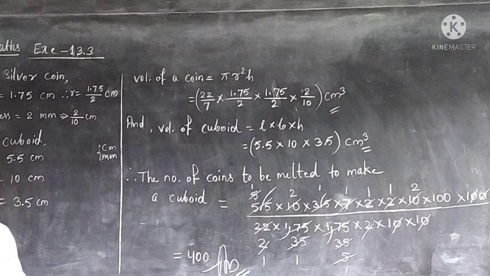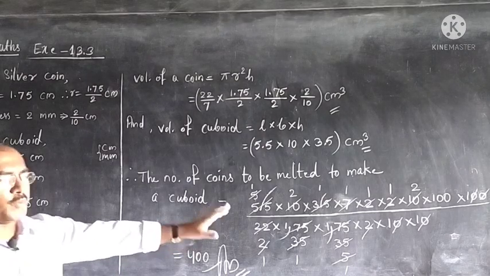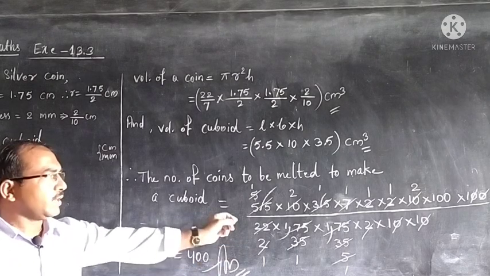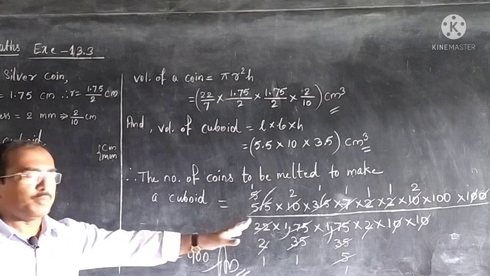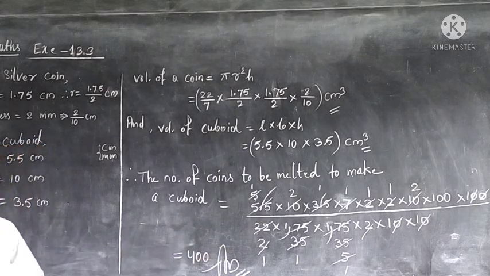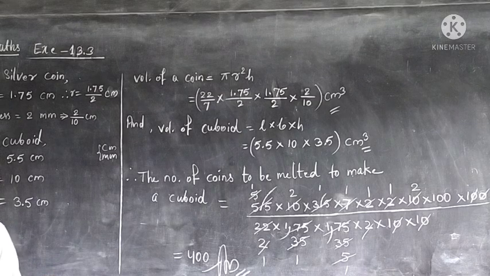I hope you have understood. In the last step so many numbers are coming, only that we should be a little careful, don't miss any number, and simplify, calculate properly and get the number of coins.